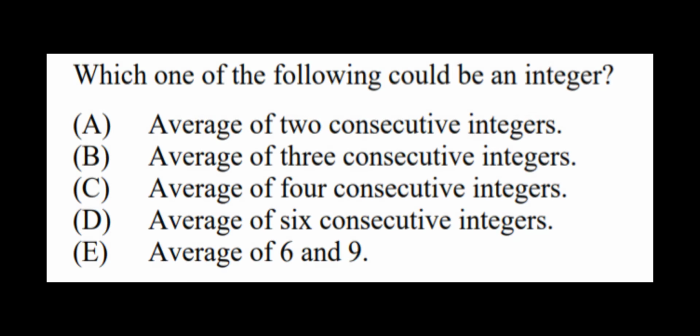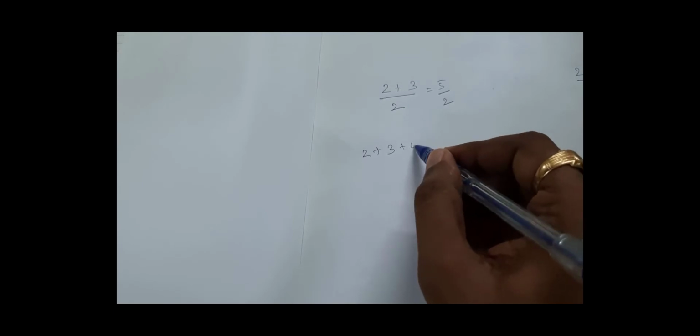The second one is the average of 3 consecutive integers. So let's take the example by substitution: 2 plus 3 plus 4 upon 3. 2 plus 3 is 5, 5 plus 4 is 9, 9 upon 3 equals 3. This is an integer. So here we can directly select option B by substitution.